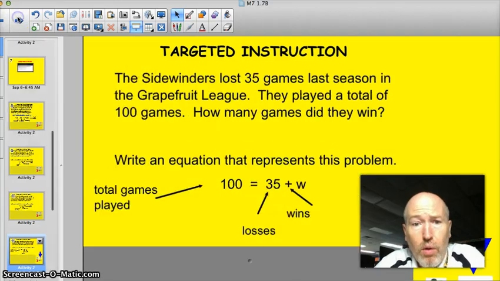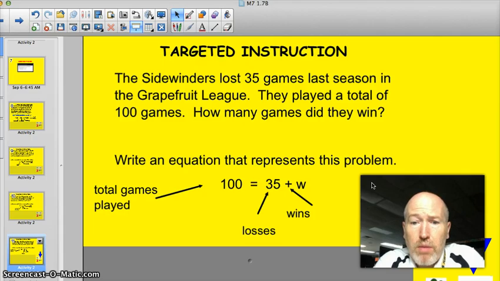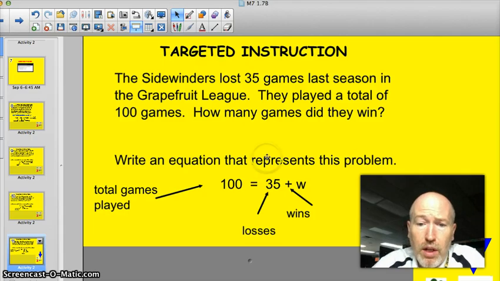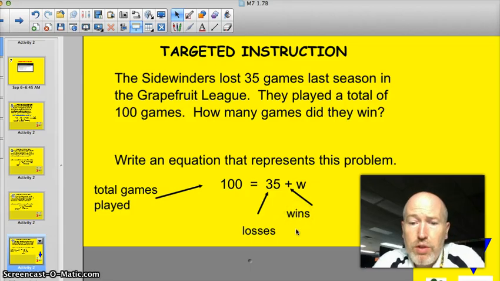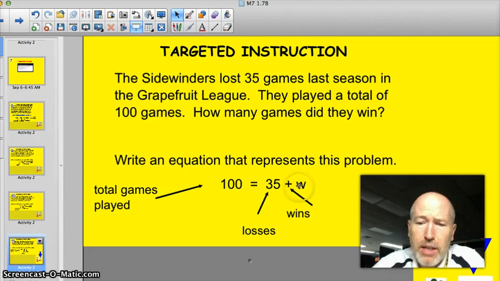All right, I think I got one more. Yep, the Sidewinders. Sidewinders lost 35 games last season in the Grapefruit League. They played a total of 100 games. How many games did they win? See if you can solve this equation that I've written for you. 100 equals 35 plus W for the wins. Take a minute, see if you can solve that.